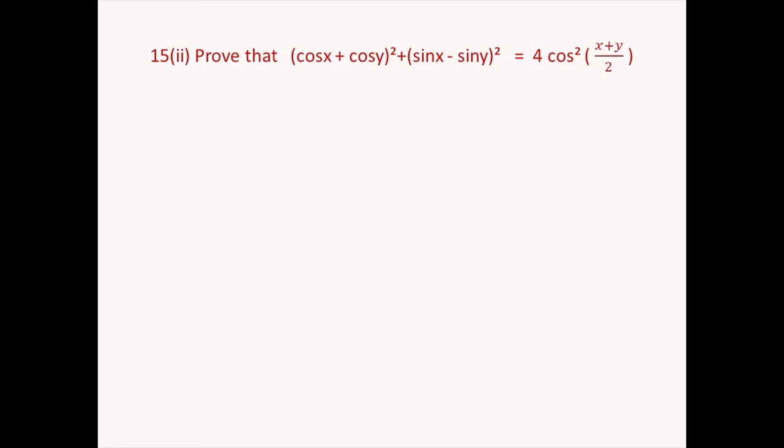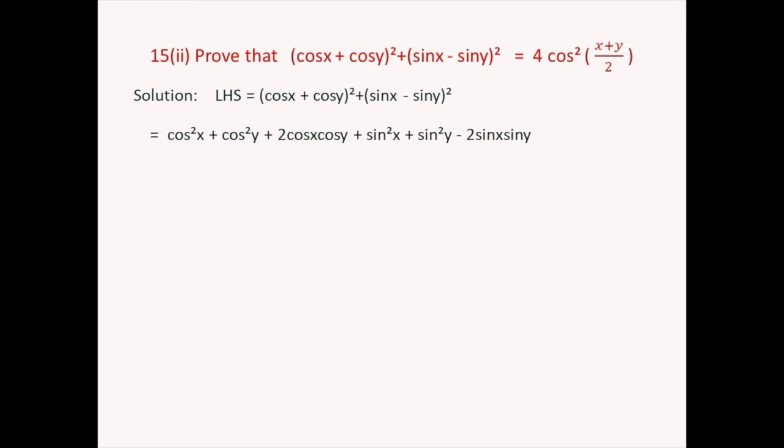The next question which I am picking up is the 15th question, second part, which says prove that cos x plus cos y the whole square plus sin x minus sin y the whole square gives you 4 cos square of x plus y by 2. In the first step, I have simply written a plus b the whole square and a minus b the whole square. So I have written cos square x plus cos square y plus 2 cos x cos y plus sin square x plus sin square y minus 2 sin x sin y.